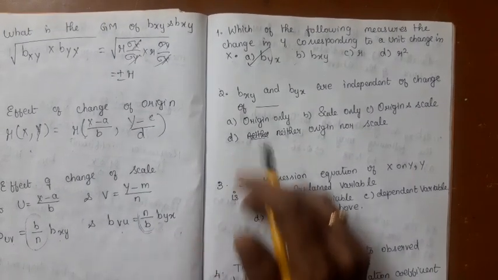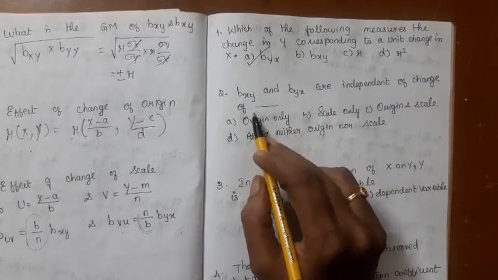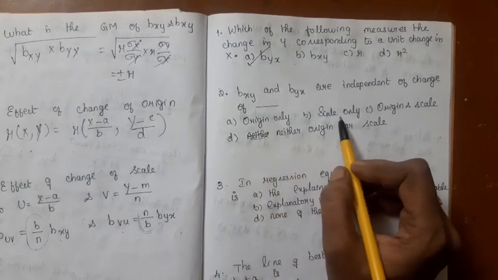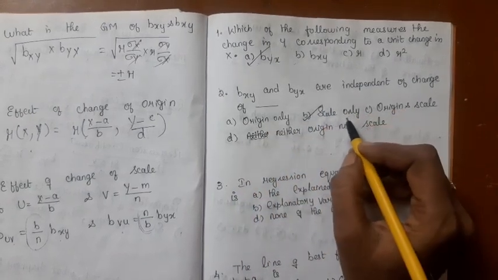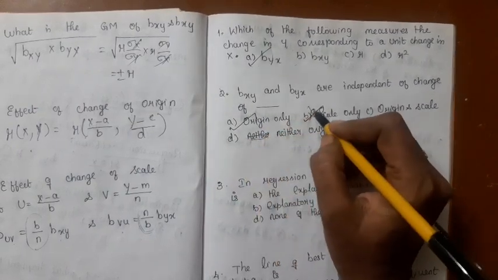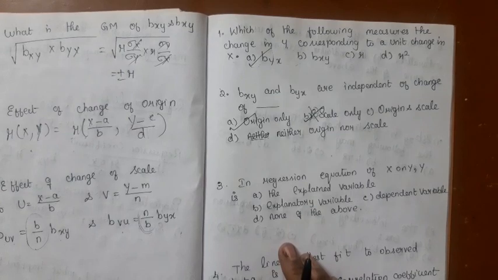bxy and byx are independent of the change of origin only, not scale. They are independent of the change of origin only. They are dependent on the change of scale.